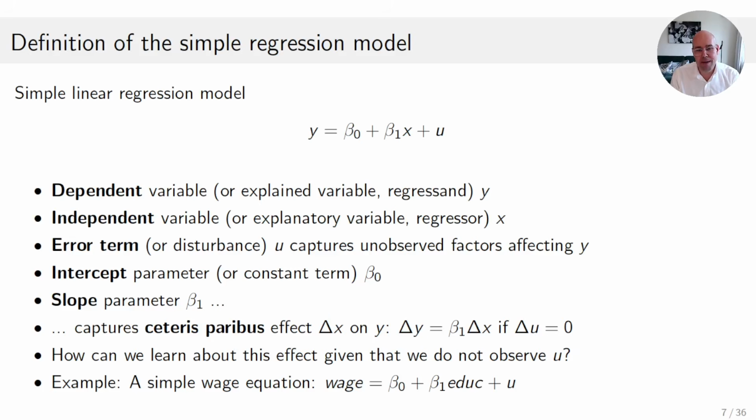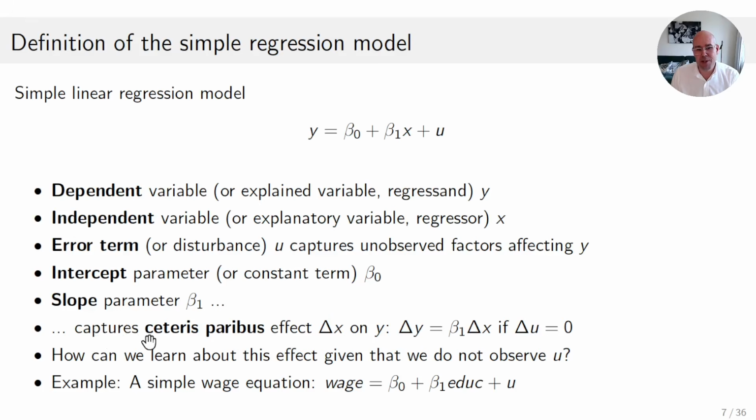U captures unobserved factors affecting y. That is referred to as the error term or disturbance. Beta naught is the intercept or constant term. Beta 1 is the slope coefficient or parameter. So that's the coefficient on the x.